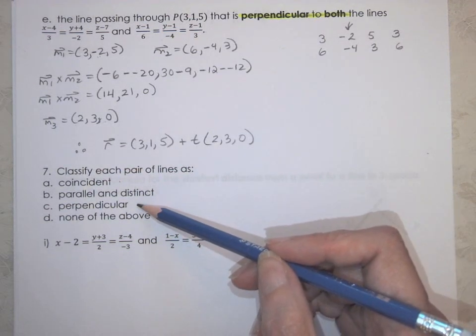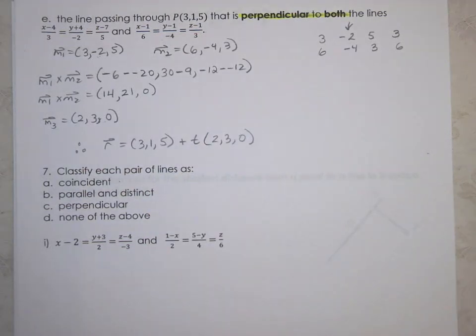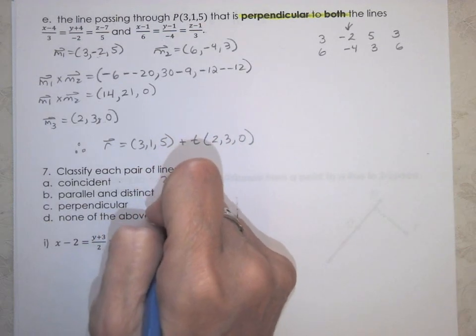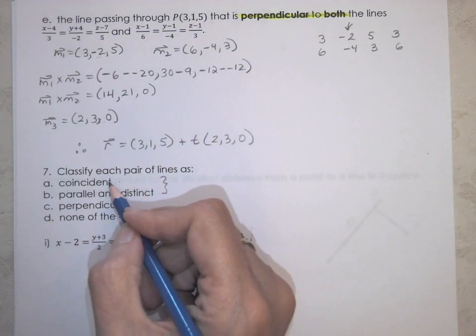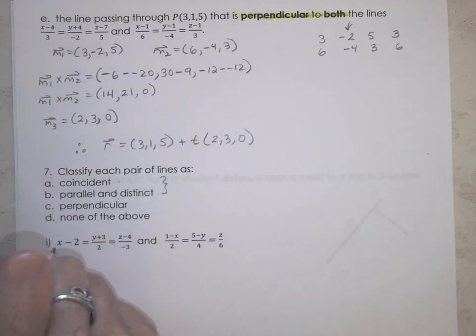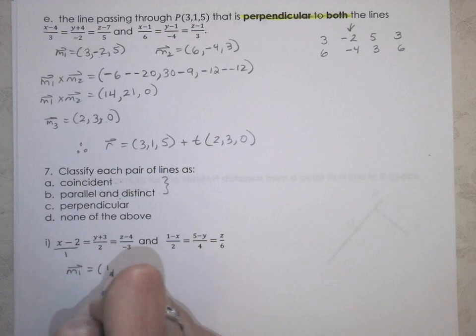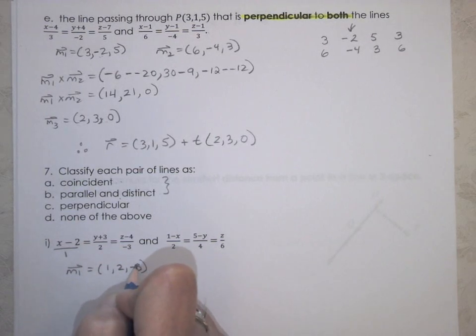Perpendicular, so 90 degrees to each other, or none of the above. So the first thing we're going to do is get the direction of each line, and then we'll be able to say whether we have one of these two possibilities, that the lines are exactly the same line or they're parallel and distinct. So in this case, the direction vector of the first line is 1, 2, negative 3.